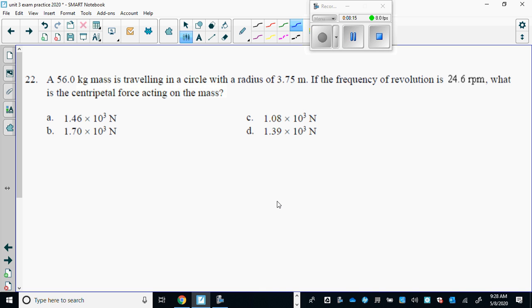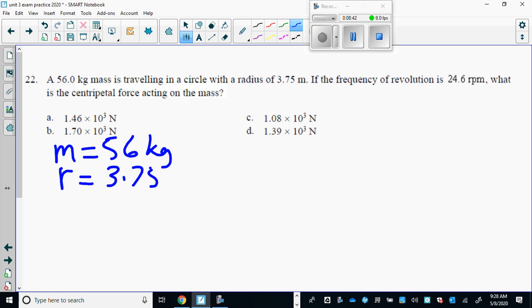On to question 22. Question 22 says a 56 kilogram mass is traveling in a circle with a radius of 3.75. The frequency of revolution is 24.6 RPM. What is the centripetal force acting on the mass? Okay, so let's write down what we have. We have the mass. We have the radius. And we have the frequency of revolution.